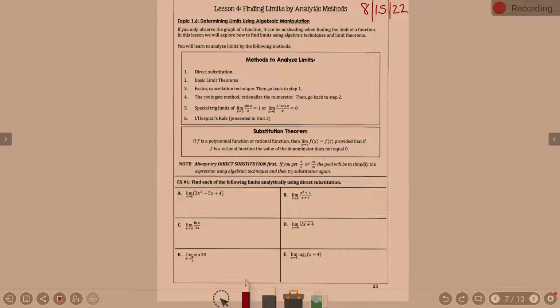Lesson 4 is more limits. All about limits, okay? So this time we're going to talk about algebraic manipulation. Some of that you've already seen a little bit, just ways to make it work.